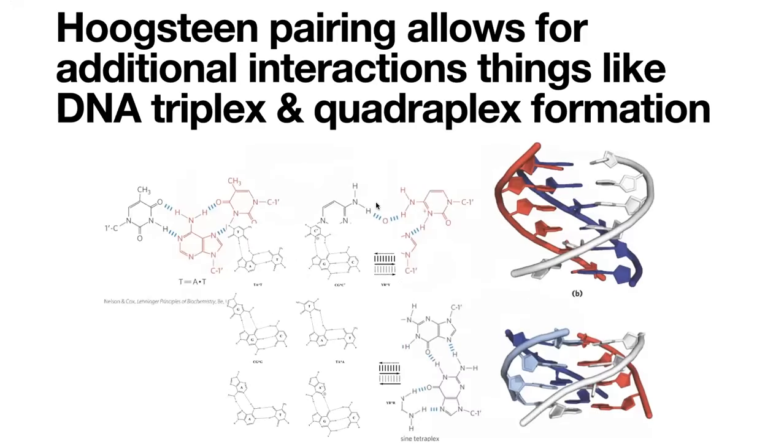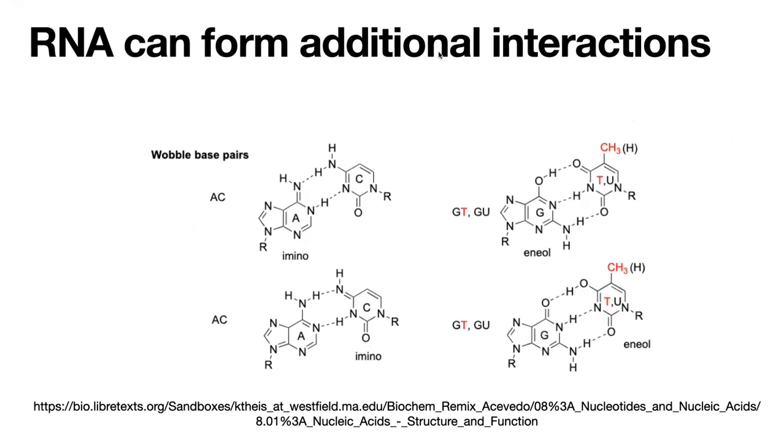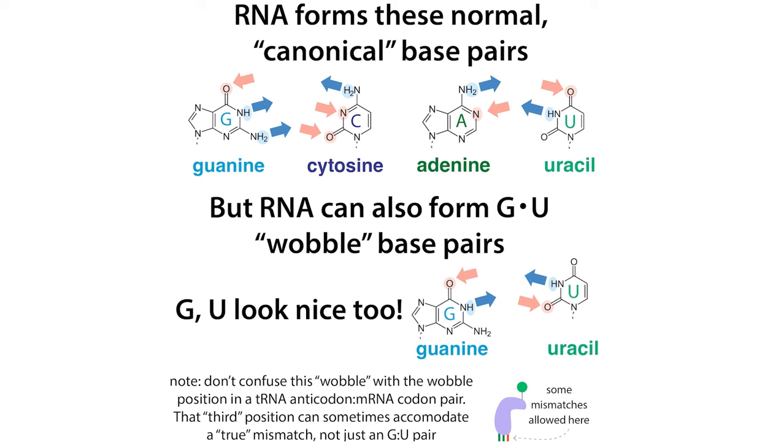We talk about this mostly in the case of our RNA, where we can form all sorts of interactions, but we can also form these in DNA. And this leads to things like triplex and quadruplex formation. In the case of RNA, it can form those Hoogsteen interactions, and it can also form other sorts of non-canonical interactions. One of the most common is a GU.